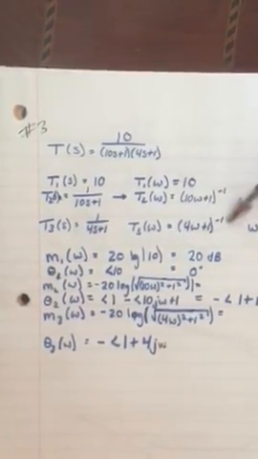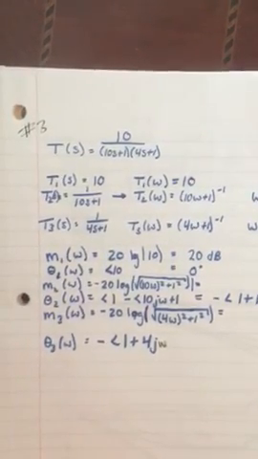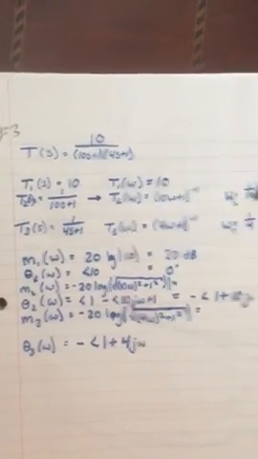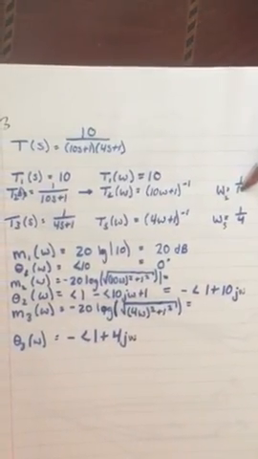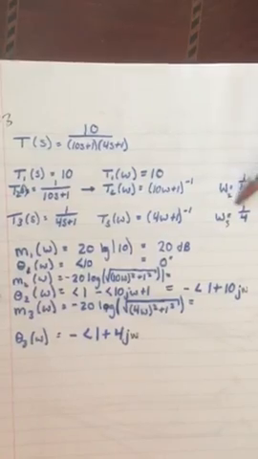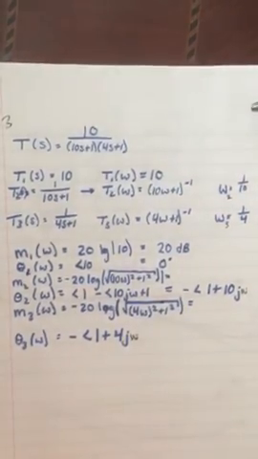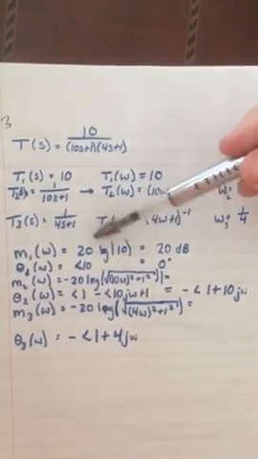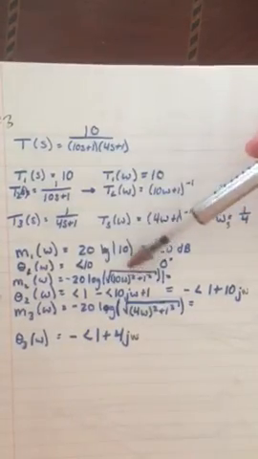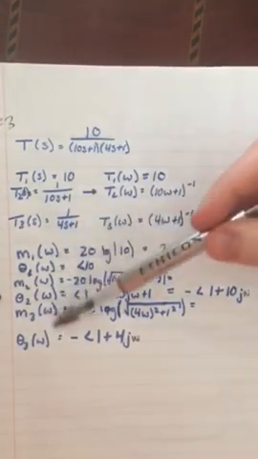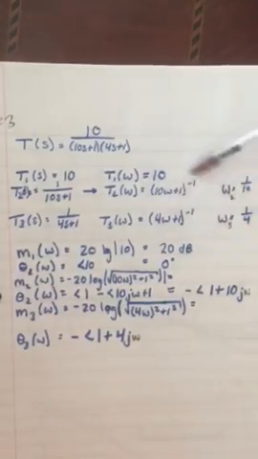And by inspection, you can see that w2 would be 1/10, and then w3 would be 1/4. Okay, and then you want to find the magnitude of each one and its respective angle at the different frequencies.